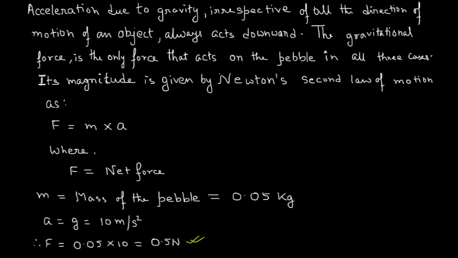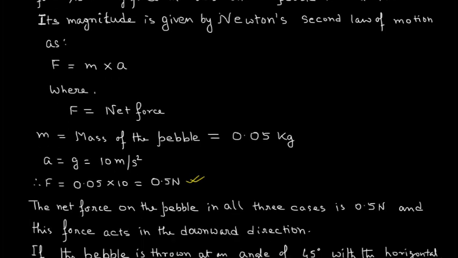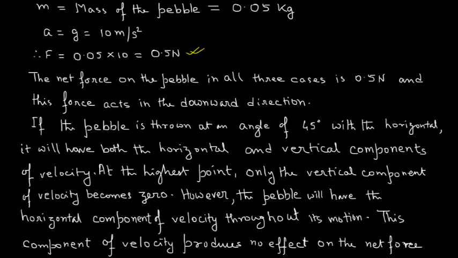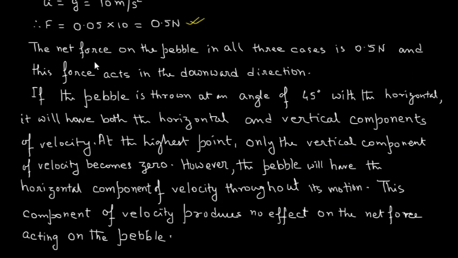Now we have calculated the force. Now let us see the rest of the questions. The net force on the pebble in all the three cases is 0.5 Newton, and this force acts in the downward direction. So direction is also given. Now the last part: if the pebble is thrown at an angle of 45 degrees with the horizontal, it will have both horizontal and vertical components of velocity. At the highest point, only the vertical component of velocity will become zero.